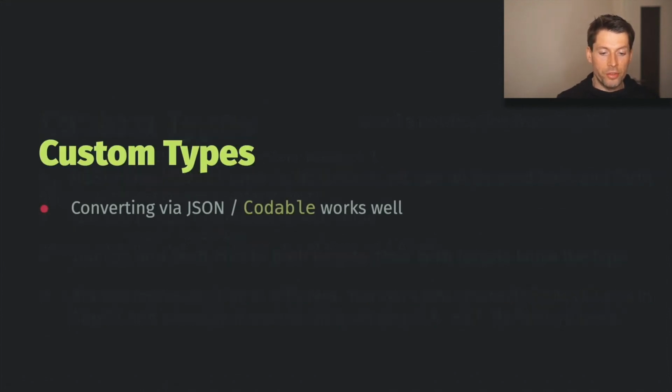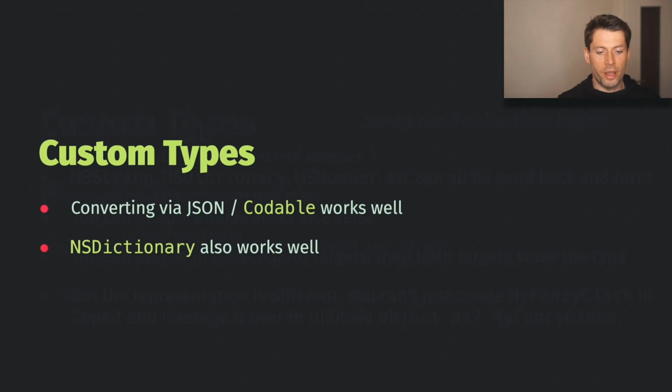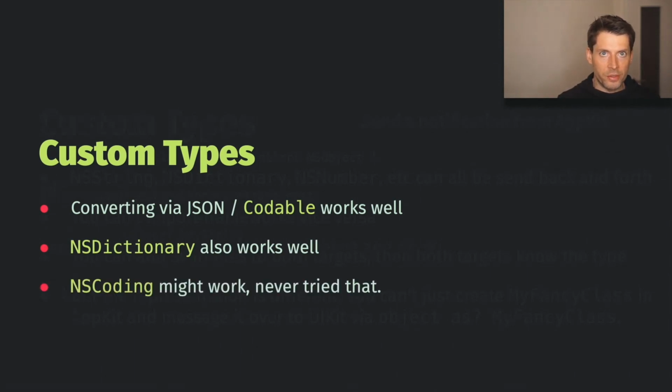So what you can do is take your type, convert it to JSON with Codable, and then send it over the AppKit UIKit wire. You can also try how far you get with NSDictionaries. And then you could also do NSCoding. I didn't try that, I have to admit, which might also work, even though I'm not sure if the representation is the same. That's maybe something you could try.